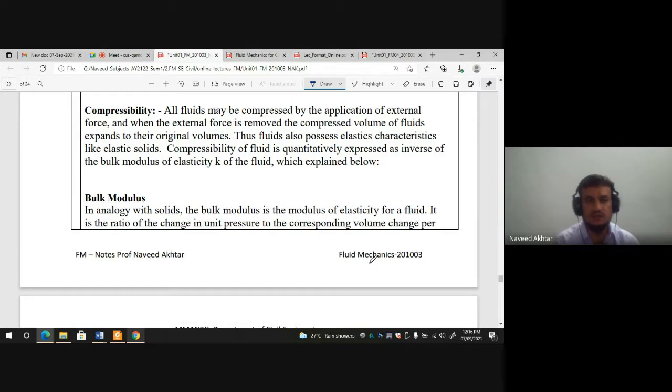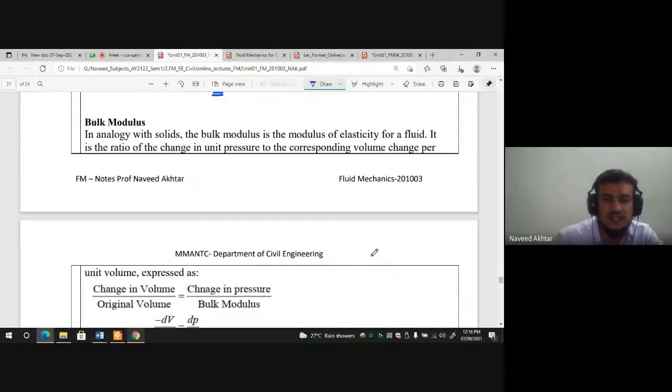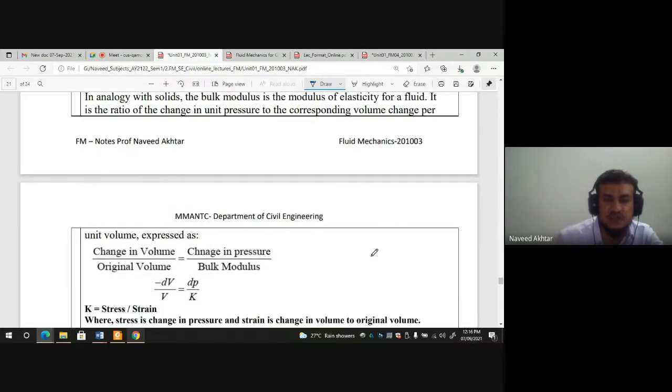So compressibility क्या है? It is the inverse of bulk modulus of elasticity, and bulk modulus of elasticity we generally denote by the letter K, the bulk modulus of elasticity K of the fluid, which is explained below. In analogy with solid, the bulk modulus is the modulus of elasticity for a fluid. It is the ratio of change in unit pressure to the corresponding volume change per unit volume.